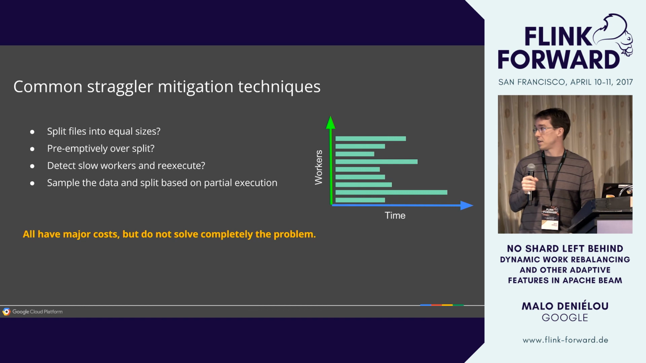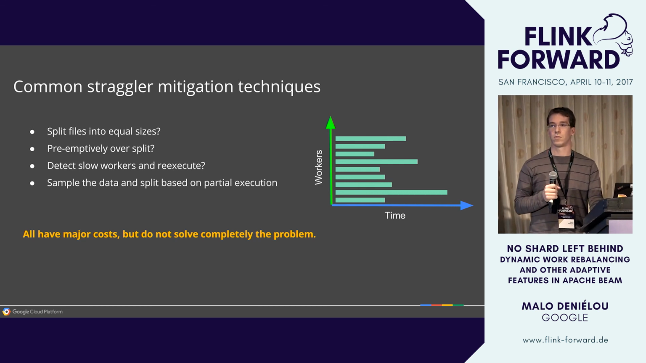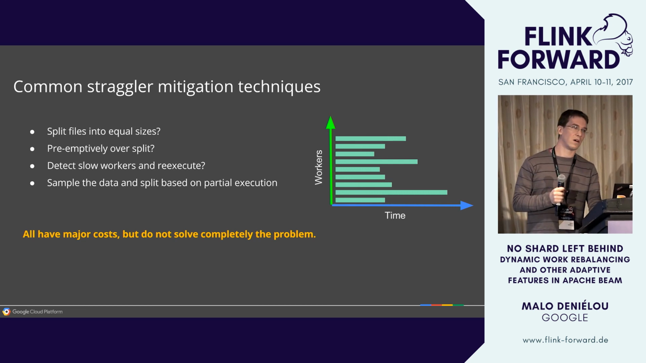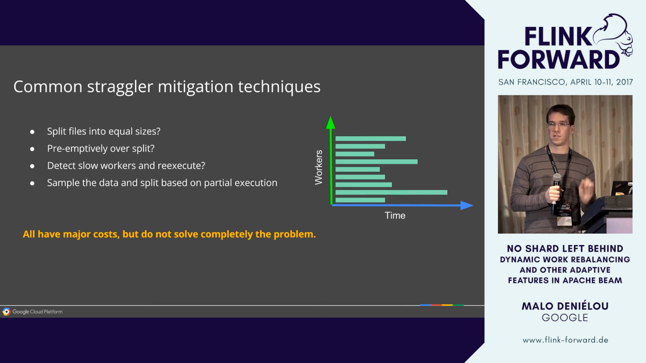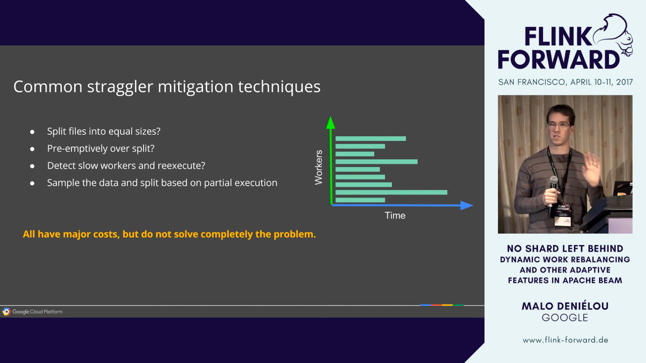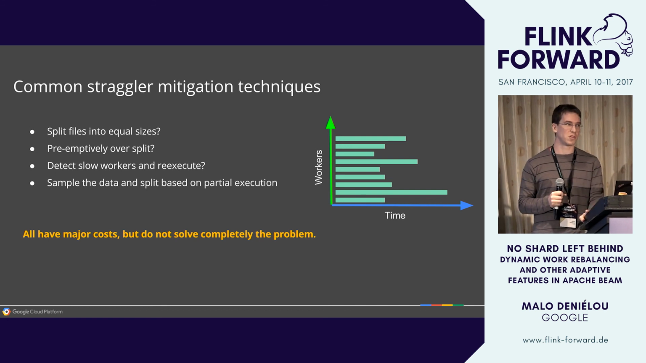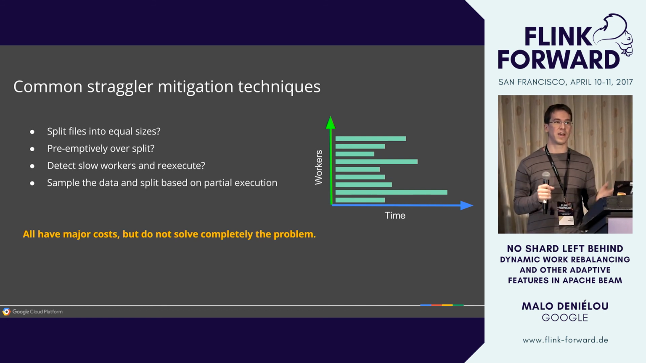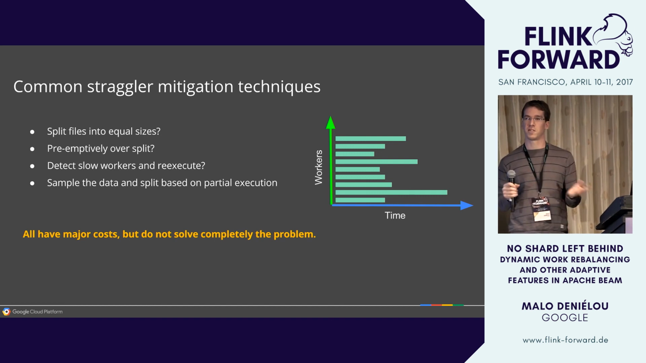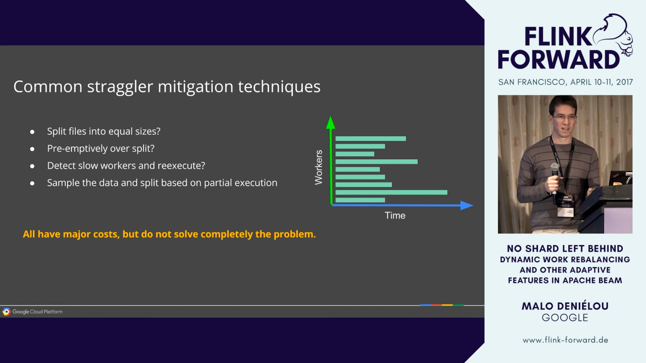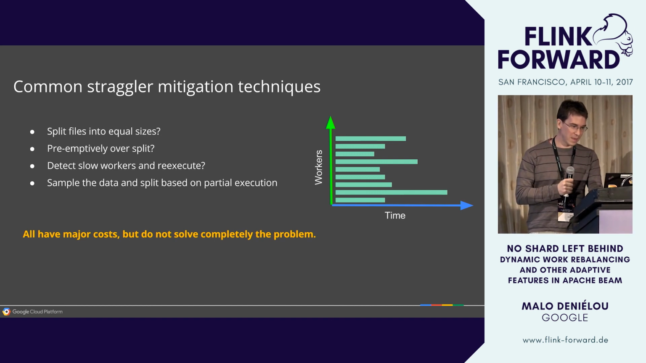You can detect slow workers and re-execute. I know some Hadoop execution modes can do that. They just kill the worker. So if they detect that a worker is a bit slow, that has a map task or something on a MapReduce job, they just kill the worker and hope that if it re-executes somewhere else, it's going to be faster. But that's really like hoping and praying.